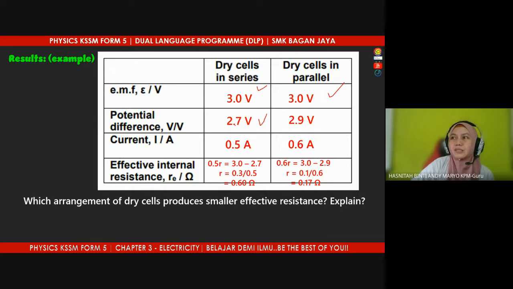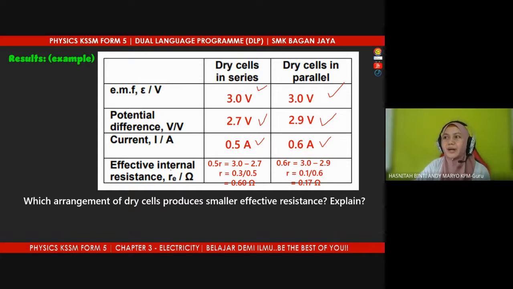Okay, 2.7 for dry cells connected in series, 2.9 for dry cells connected in parallel, meaning higher. And this is the current flow across the circuit. For series connection, 0.5. For dry cells connected in parallel, it reads 0.6, higher current. And this is the effective internal resistance, meaning the total internal resistance in the battery.